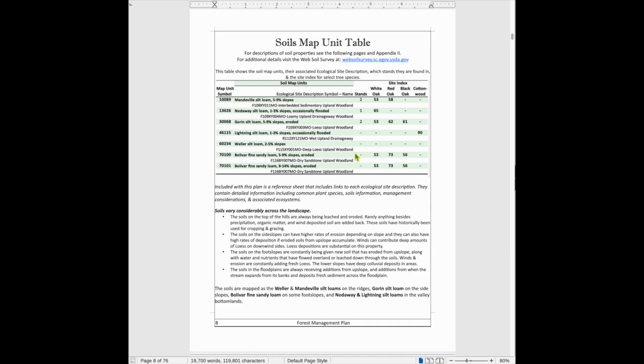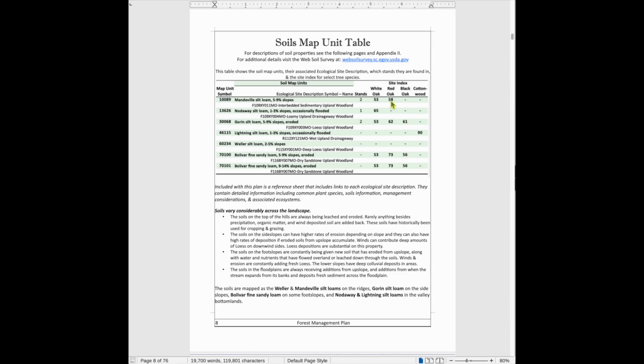And then I put together this little table here that shows the soil map unit. So this is the soils that's on that map. And then this is the ecological site description, and this is the code that they give it. And then this is the name, interbedded sedimentary upland woodland. So on that soil type, this is the ecological site that used to be native. And then I list what stand that soil is found in. I'll get to that later.